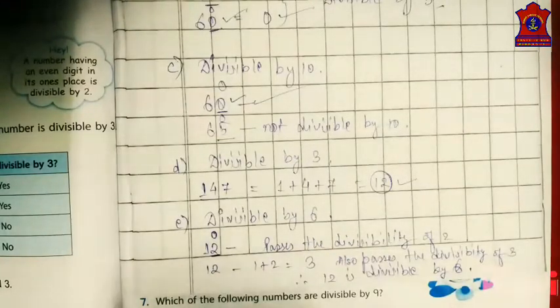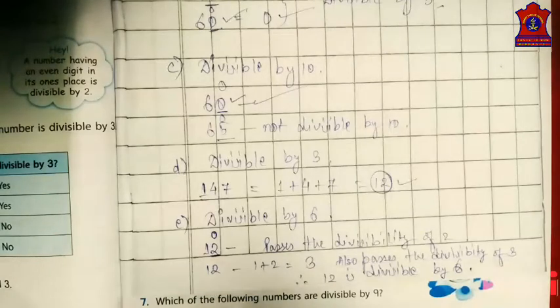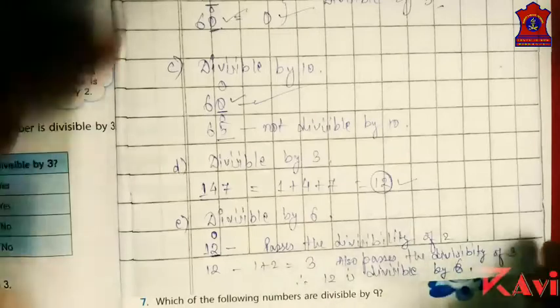Clear? See, to find out if a number is divisible by 6, you have to check whether that number is passing both the divisibility of 2 and 3. If it is passing divisibility of 2 and not passing the divisibility of 3, then it is not passing the divisibility of 6. If a number is passing the divisibility of 3 but not passing the divisibility of 2, then that number is not divisible by 6. It means to pass the divisibility of 6, that number should pass the divisibility of 2 and 3 both. Clear?